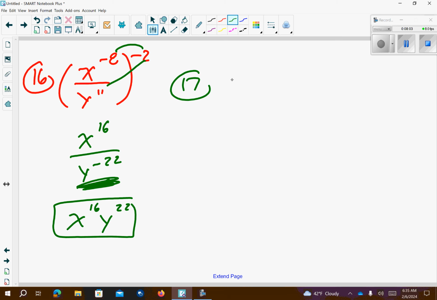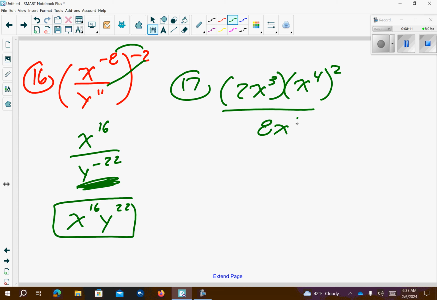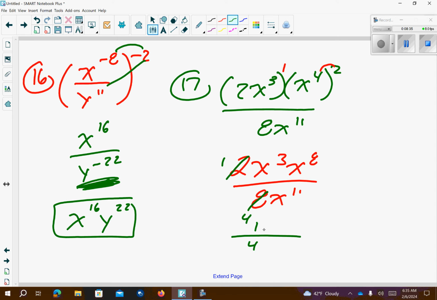Number 17, we get 2x to the 3rd, x to the 4th to the 2nd, over 8x to the 11th. So let's take care of this. That's going to give me x to the 8th, and so I get 2x to the 3rd, because there was a 1 out there that doesn't change anything, and then x to the 8th over 8x to the 11th. So let's reduce. 2 goes into itself once, goes into 8 4 times, so I have 1 over 4. This is 11. Tug of war with the x's. I have 11 x's on top, I have 11 on bottom, so they cancel out, so my answer is just 1 over 4.